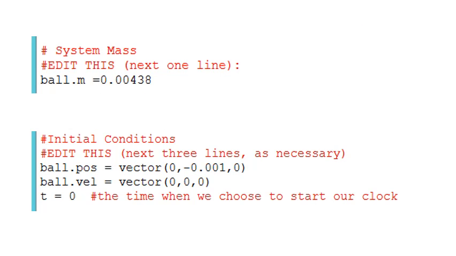In the first computational model, the initial parameters were set according to the observations made in Tracker. The mass of the object was set to 0.00438 kilograms, the mass of the empty cereal box. The initial time was set to 0. The initial position was set to negative 0.001 meters in the y component, and the initial velocity was set to 0 because the object started at rest.